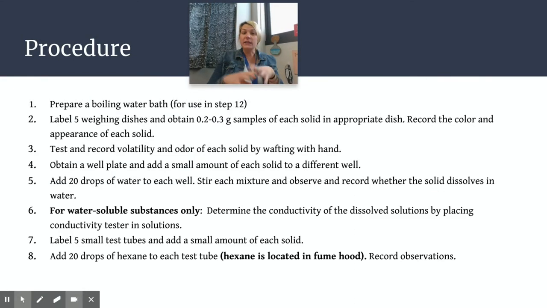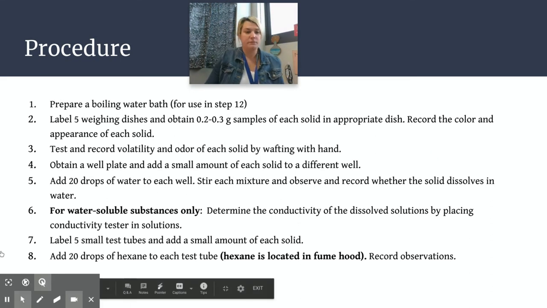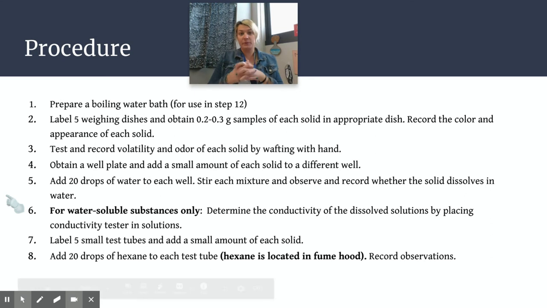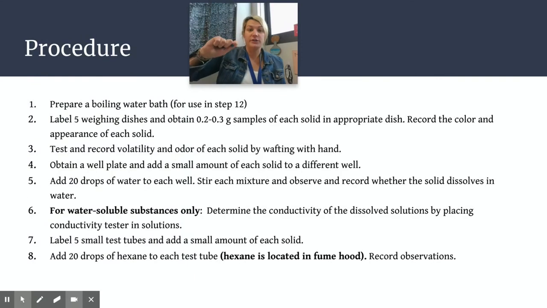All of our substances that dissolved in water, we call those water-soluble substances. Basically, that means they dissolve in water. What we're going to do is take a little electricity tester and put it into the well plate, and we'll see if the light goes on, because then that means that it conducts electricity.